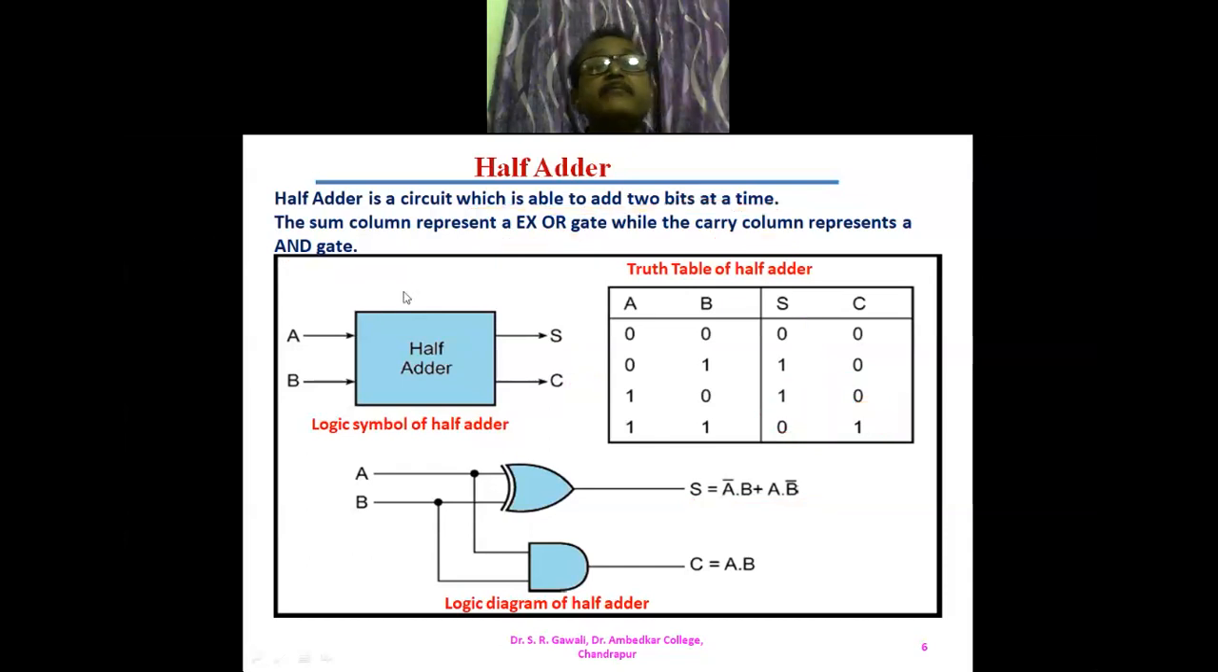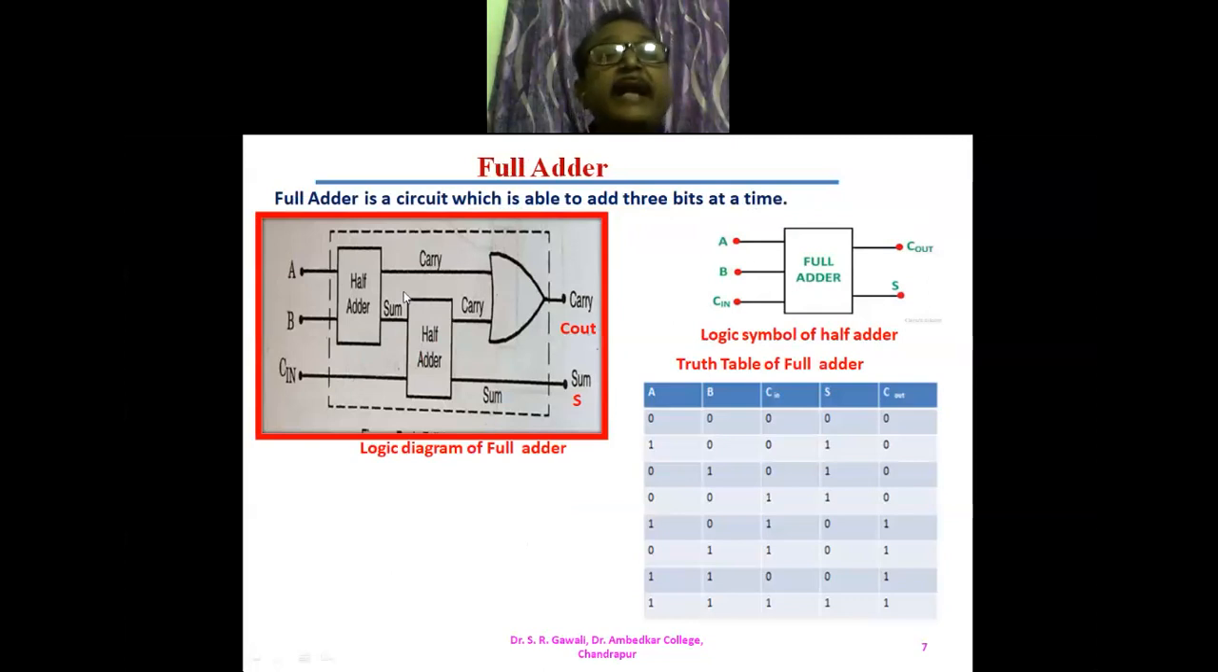Now, the full adder is a circuit which is able to add 3 bits at a time. How many bits are added together? 3 bits are to be added together. Suppose we assume 3 inputs A, B and CIN, and there are 2 outputs, the sum output and the carry output. When we add the 3 bits at a time, how many possible combinations are there for the various inputs?